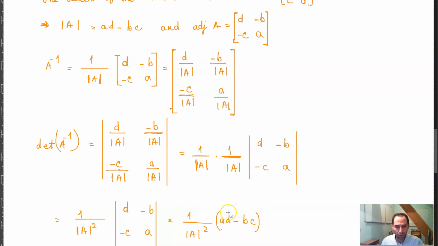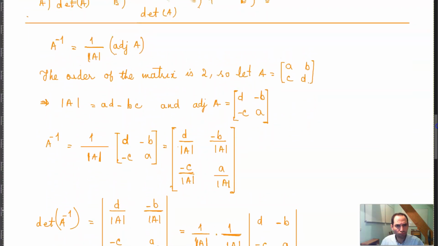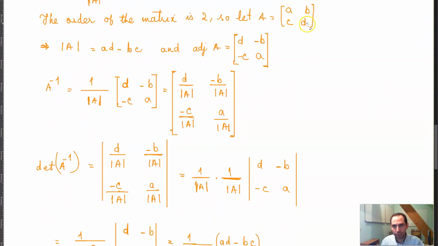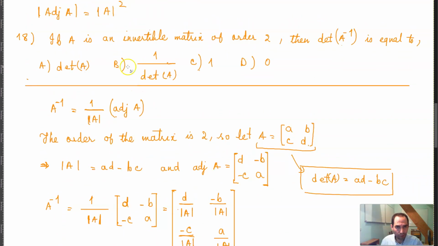Now AD minus BC is actually equal to the determinant of A, because based on what we have here, we can say that determinant A is equal to AD minus BC, right? So I can write it as 1 over determinant A whole squared times the determinant of A, and then you can cancel out determinant A, and it's 1 over determinant A. And therefore the choice B is the correct answer.